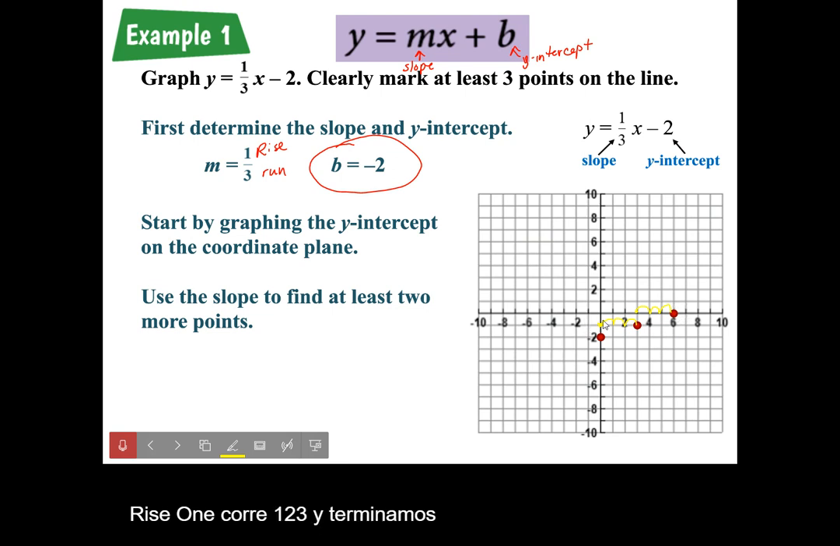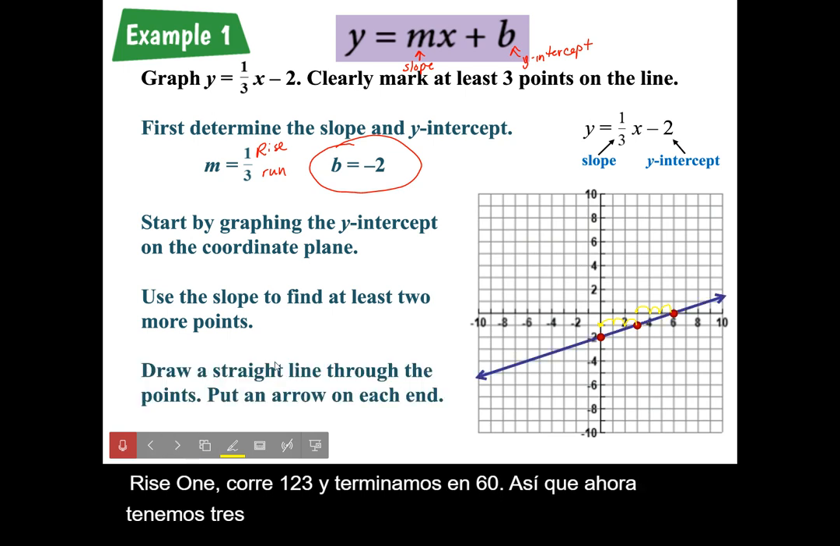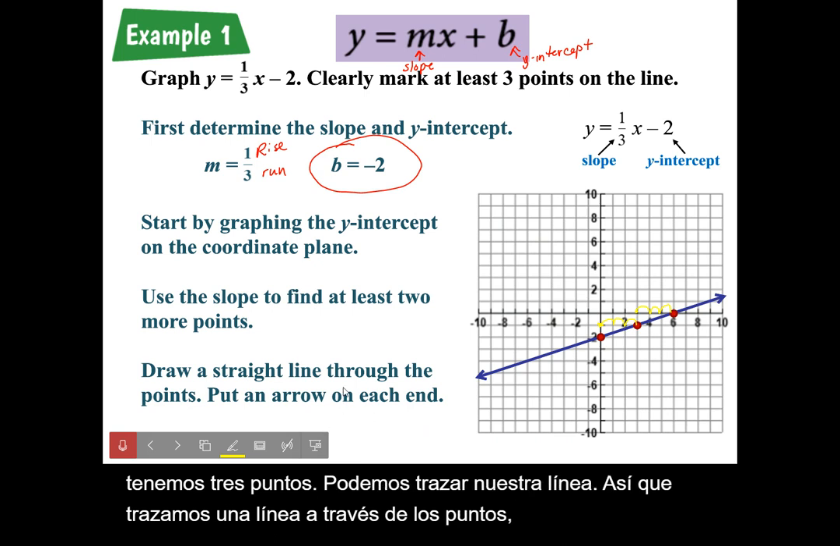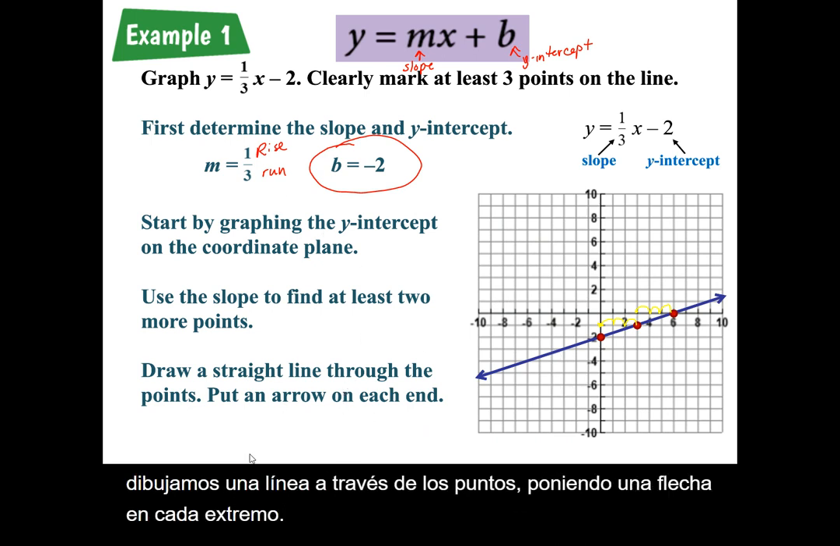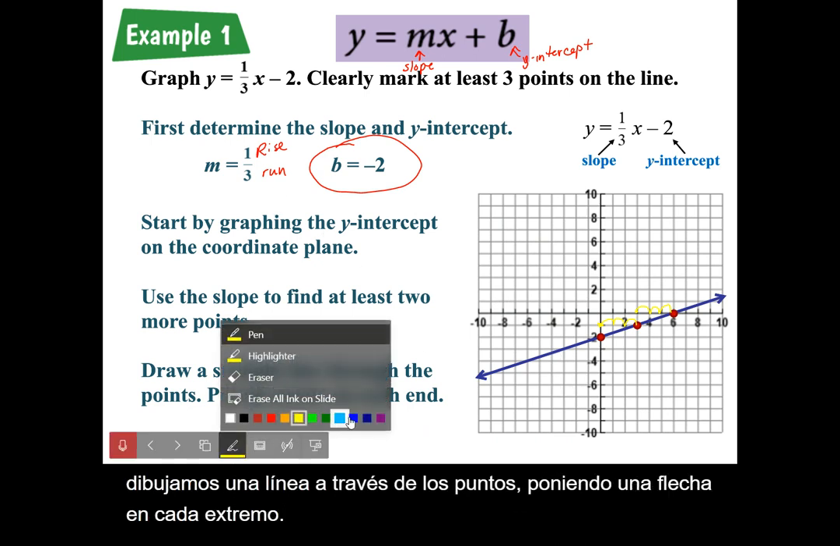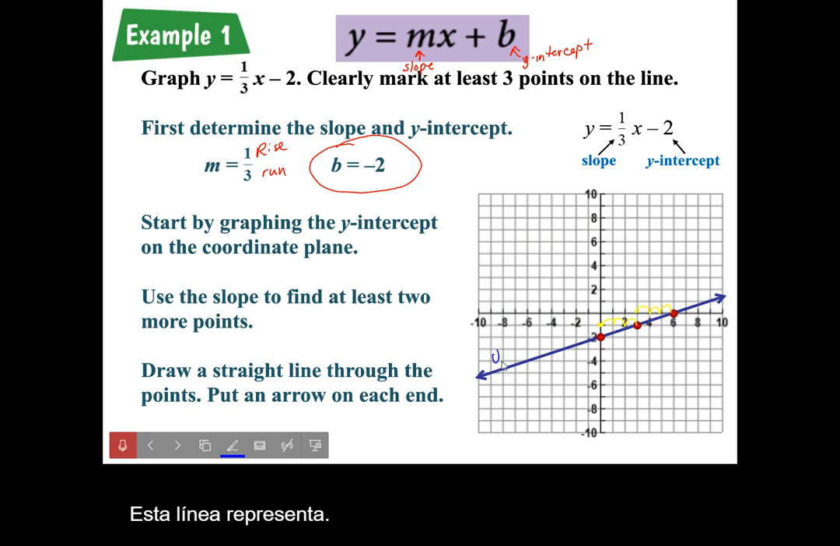So now we have 3 points. We can draw our line. So we draw our line through the points, putting an arrow on each end. This line represents the function y equals 1/3 x minus 2.